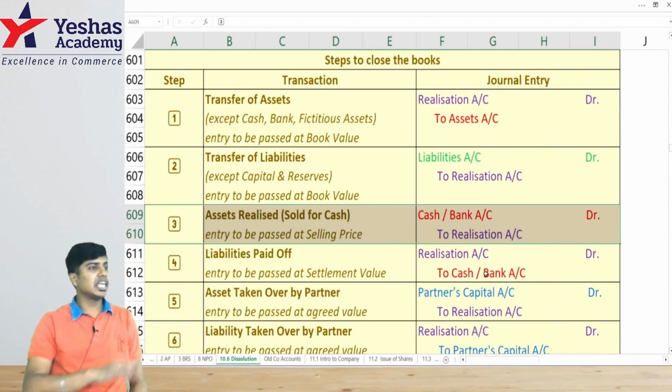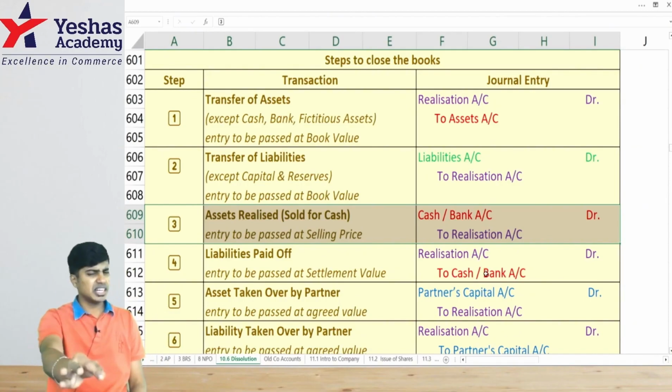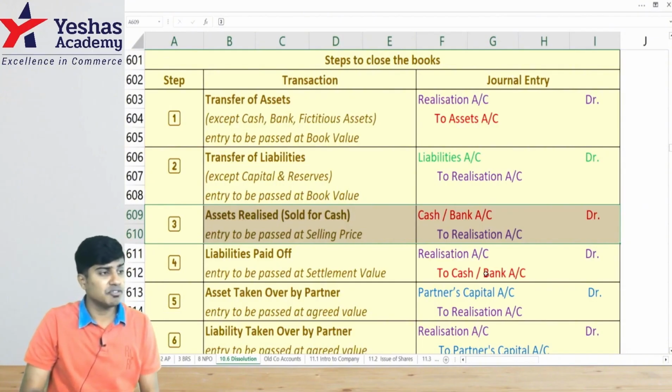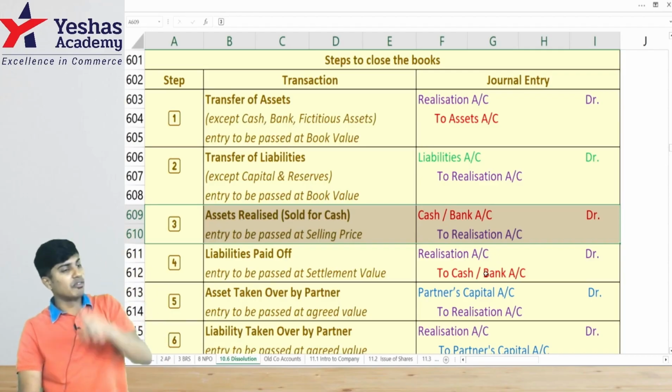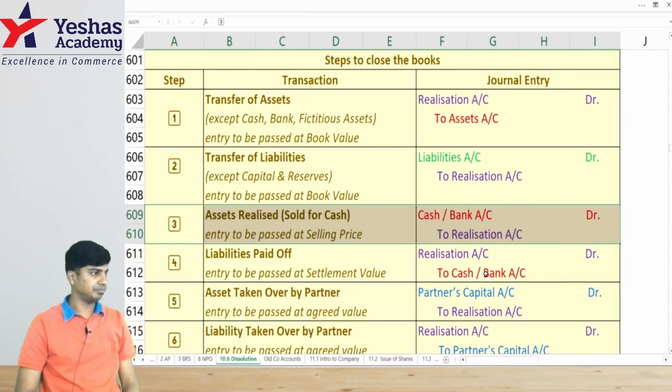When you write this entry, ignore sale price, book value comparison and profit accounting. Just write the entry cash to realization for sale price. Don't try to account profit separately. Profit will be found for sale of all the assets and settlement of all the liabilities together at the end.